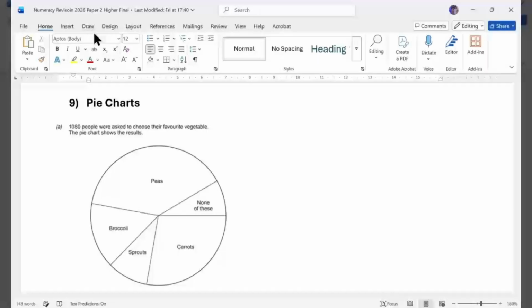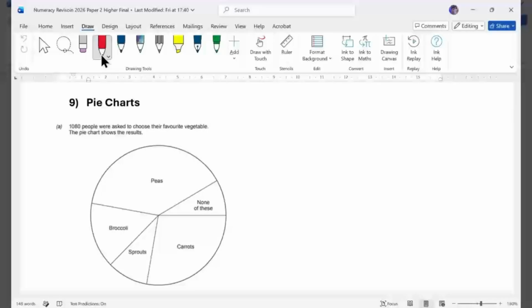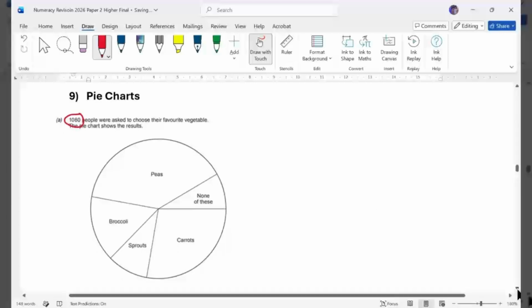So let's have a look at pie charts first of all here, though, okay? Again, I'm not overly confident on pie charts. I'm just going to mention it, okay? However, if the pie chart is drawn, and it's a calculator paper if we end up doing this, just look for the number of people and then the fraction. There's not a lot more they can ask, okay?